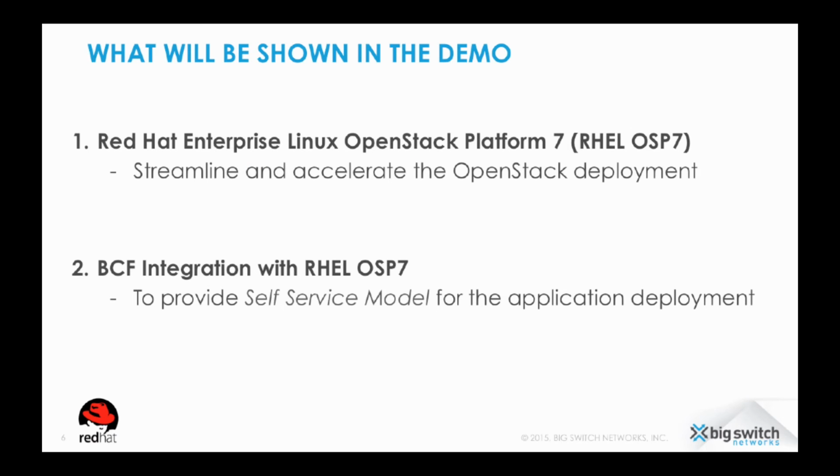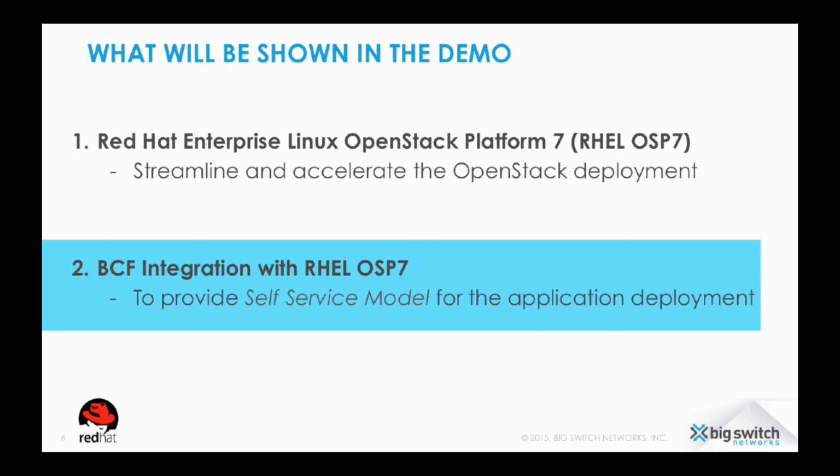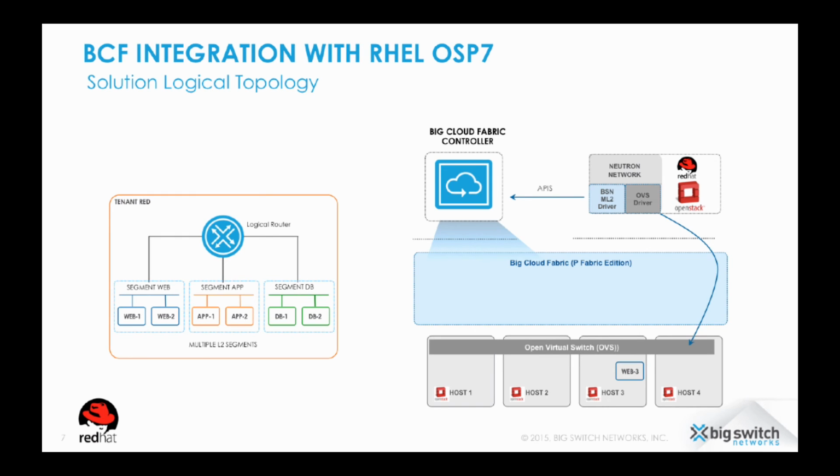In the second part of the demo, I'll walk you through the tenant deployment workflow on Red Hat OpenStack platform using the use case where a tenant wants to deploy a 3-tier app with web, app, and DB tier. As the tenant deploys this application topology on OpenStack, the Big Cloud Fabric creates the logical segment for each tier, web, app, and DB, using the OpenStack Neutron integration.